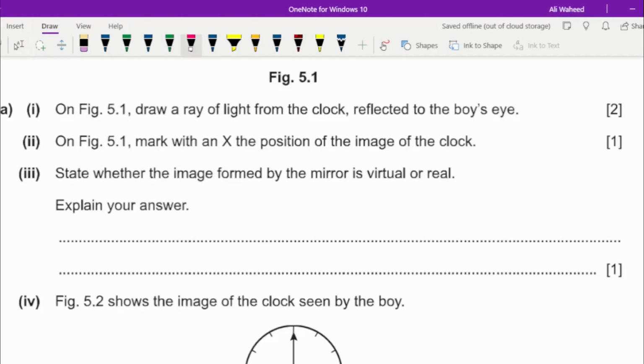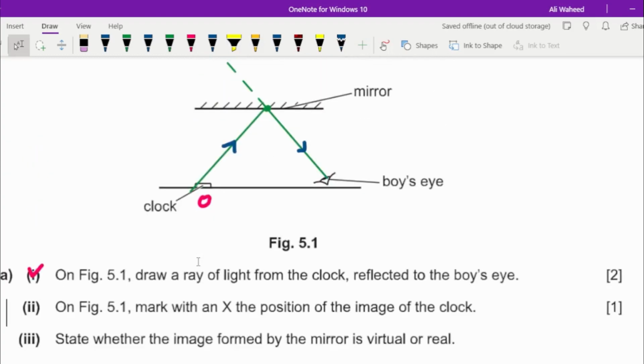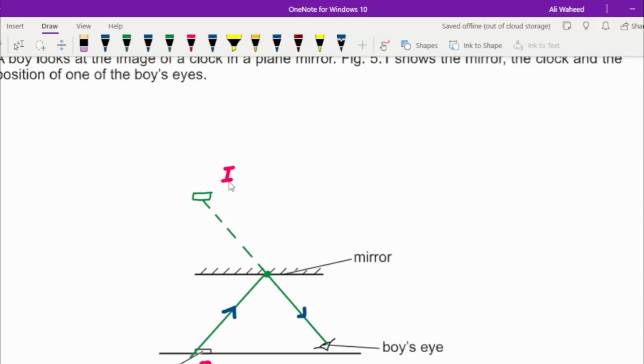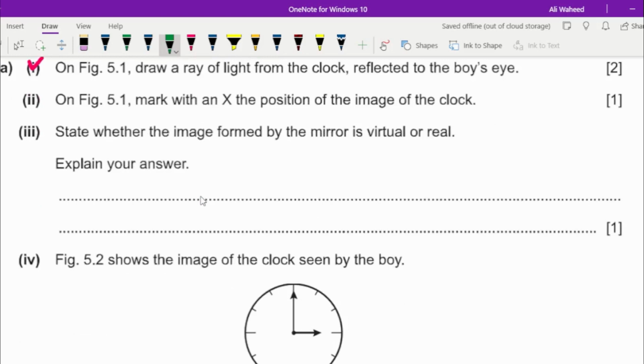So for the first part, we can put a check mark over here. Then we have the next part. On figure 5.1, mark with the letter X the position of the image of the clock. We have already located the position of the image. All we have to do is mark it with the letter X. This was the image we represented by I. I'm going to cut it off, and we are going to mark it with the letter X. This is the position of the image of the clock.